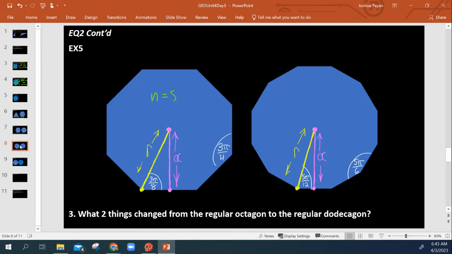Okay, so now we're going from n equals 8 to n equals 12. This is pretty drastic. We can see this. We're going from 3 pi over 8, getting even wider, to 5 pi over 12. The distance from radius to apothem gets even smaller, right? And obviously, theta regular is getting super wide.